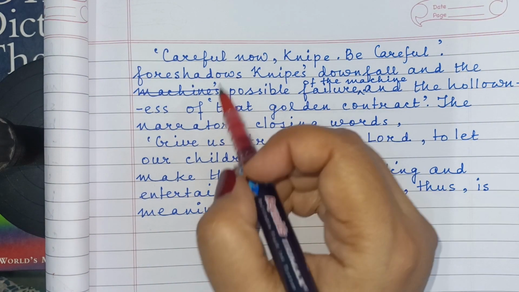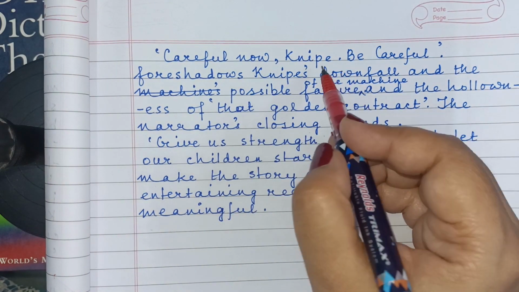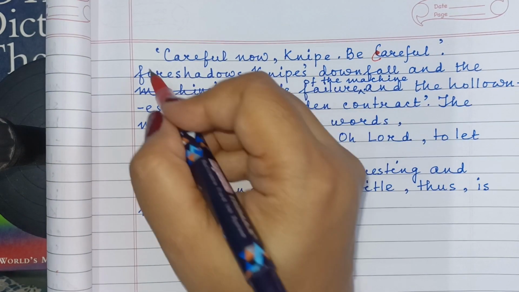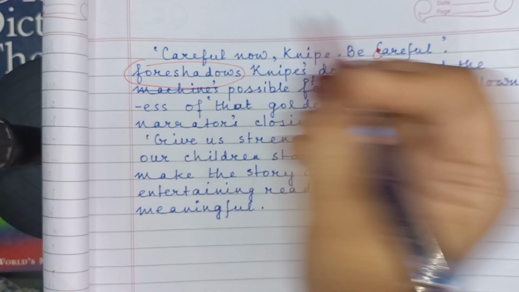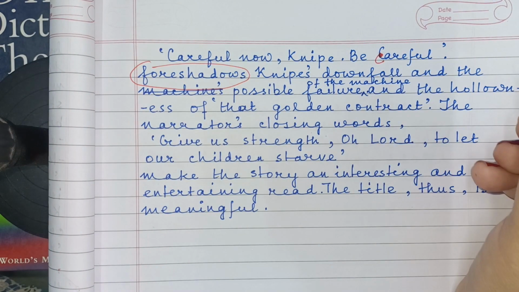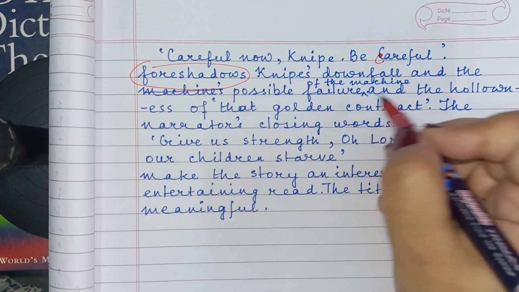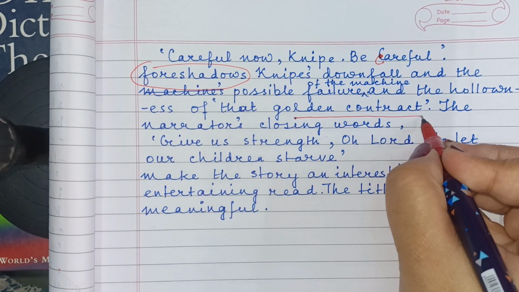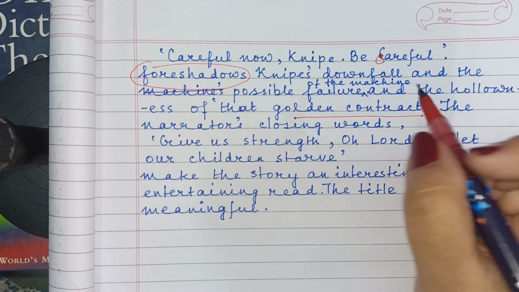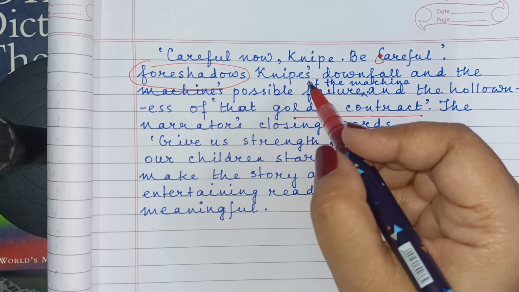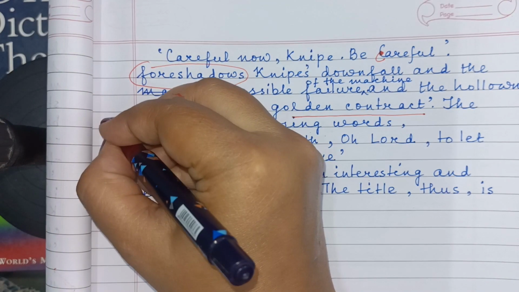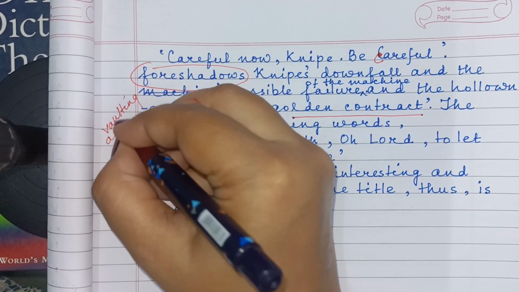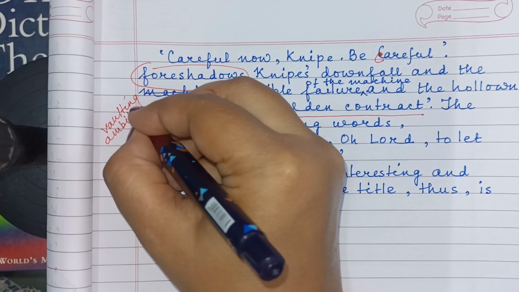Therefore, Mr. Bolin's words, careful now. Knight, be careful. Small letter. Foreshadows, critical comment at the end. Knight's downfall and the possible failure of the machine and the hollowness of the golden contract. What is going to be the fate of Knight? His ambition, his vaulting ambition, his greed for money.